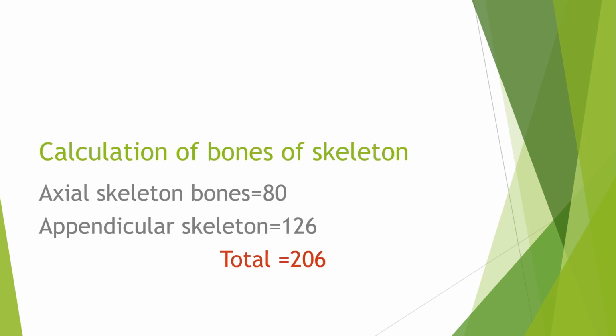Next is the calculation of bones of the total skeleton. You have studied that the axial skeleton has a total of 80 bones, and now we have calculated that the appendicular skeleton has 126 bones. So you have also studied that the total bones are 206. So the axial skeleton 80 bones and the appendicular skeleton 126 bones will collectively form 206 bones of the total body. I hope you have learned and understood how there are 206 total bones in the human body.